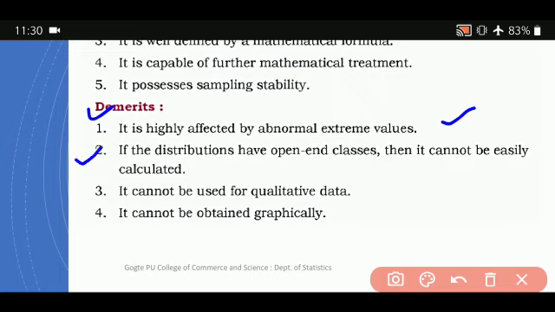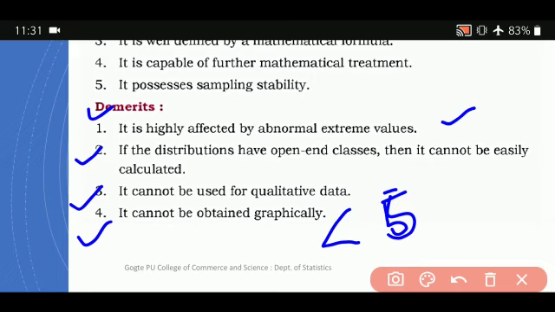Second one is, if the distribution has open end classes, then it cannot be easily calculated. Open end class interval means more than 5 or less than 5. When one of the lower limits or one of the upper limits is missing, that is known as an open end class. Then it cannot be used for qualitative data. This means you cannot apply arithmetic mean to quality.